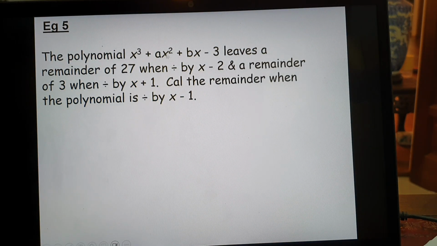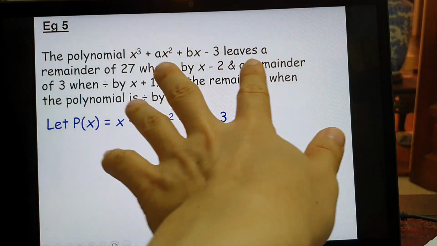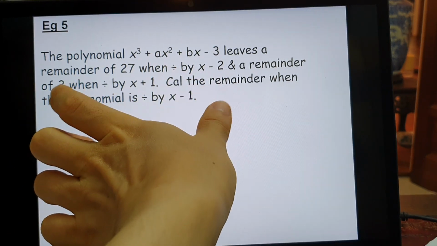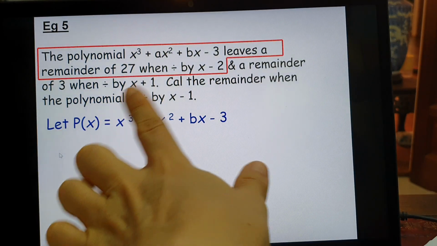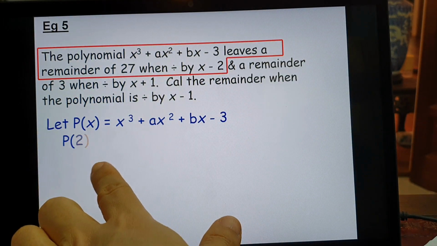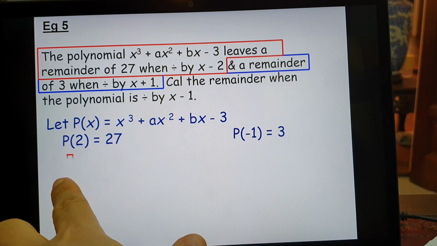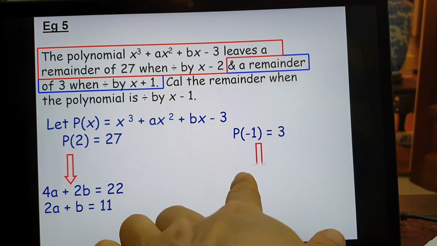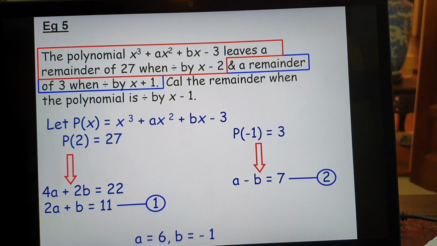Then down here, again you have to give it a name first, and then read carefully. It leaves a remainder of this, so this is one equation that you can come up with. So p(2) is 27, and from here you can get one equation, this one. From here you can get another. Then you solve them simultaneously and you get this answer.